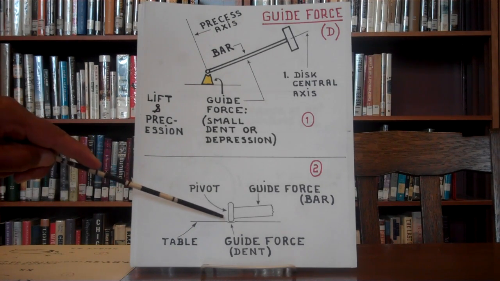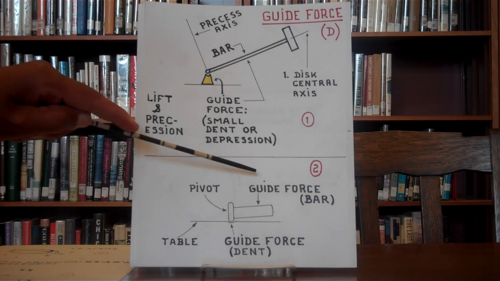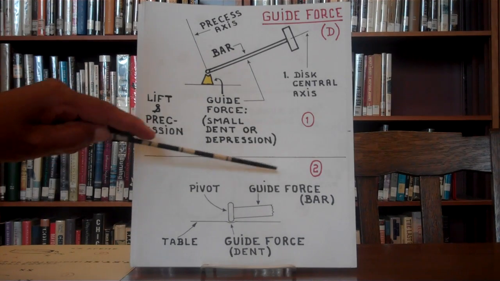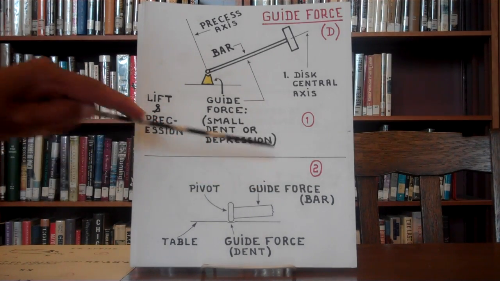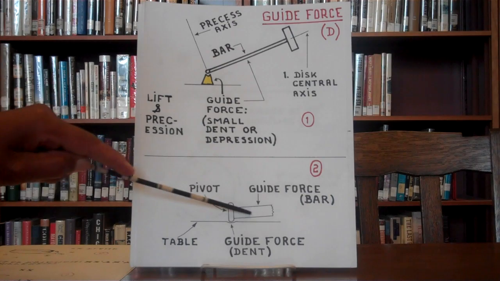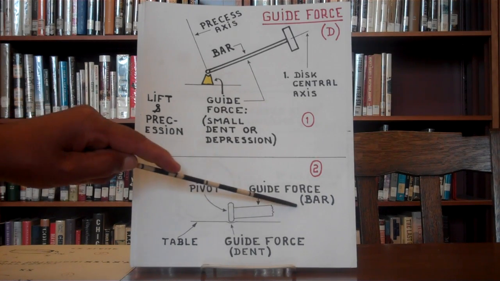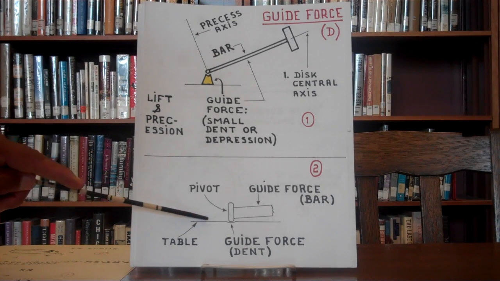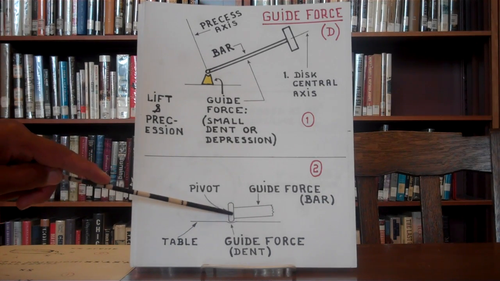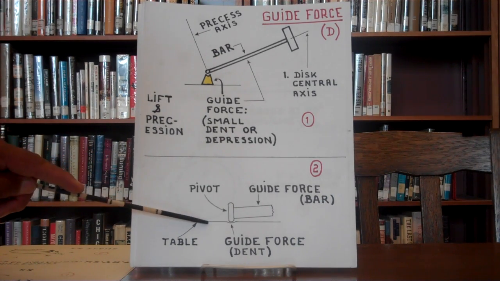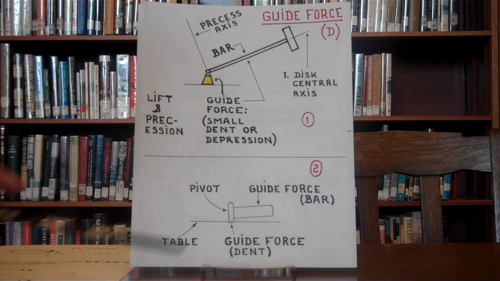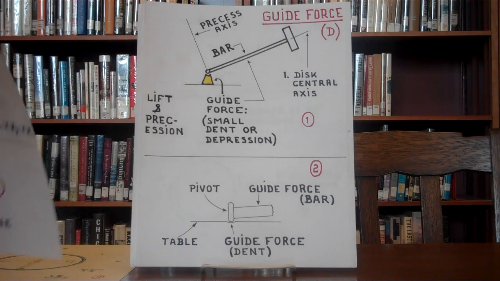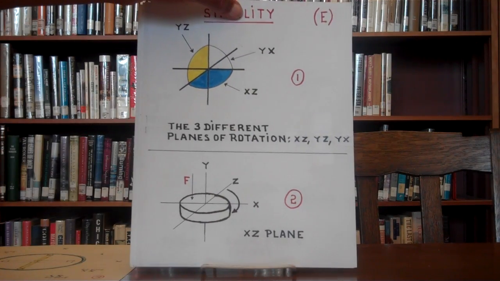It must have a guide force, and the guide force comes in two forms. It comes in the bar or gimbal that the disc is attached to, or it comes in the form of a dent or some surface that the tip end of the bar is touching or in contact with. Now, we will go to illustration E, stability.